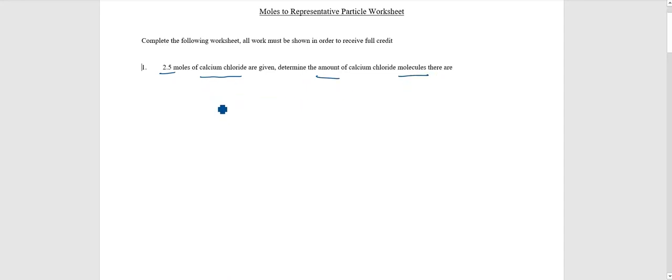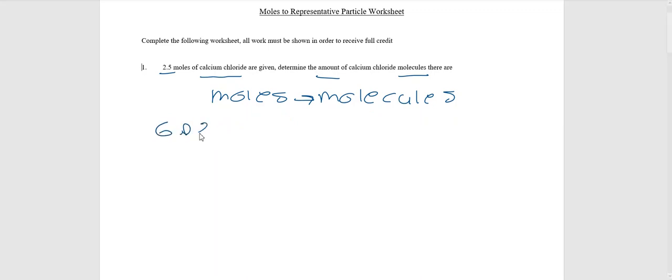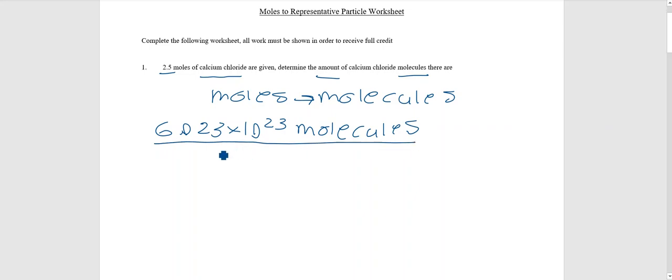So the unit conversion that we're trying to accomplish is going from moles to molecules. Now, molecules can just be stated as particles. It falls under that definition. So the bridge between these two units is known as Avogadro's number, which is 6.023 times 10 to the 23rd molecules per 1 mole. In this case, we're talking about calcium chloride, so it'll be per 1 mole of calcium chloride.